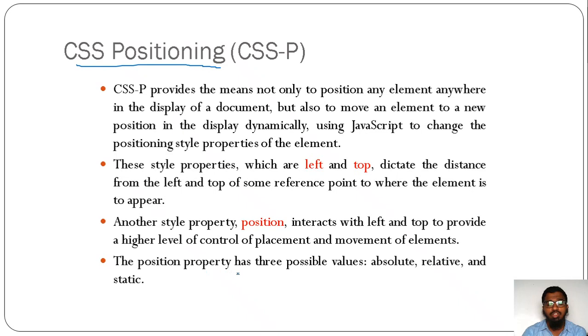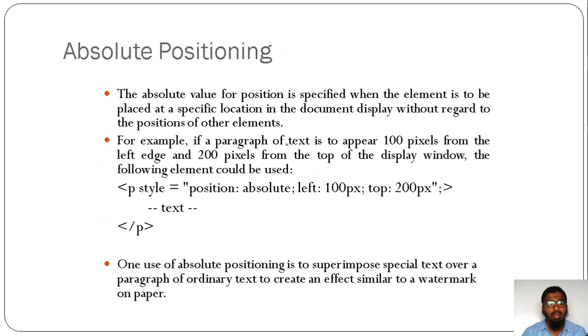The position property has three possible values. First one is absolute, second one is relative, and third one is static. So we will see absolute, relative, and static, then we will stop the class and our unit one will also finish. So absolute, what is absolute? Absolute is nothing but the absolute value of the position is specified where the element is to be placed. Absolute means in the whole website, where do you want to display your image? Where do you want to display your text or anything? For that, we will use the absolute positioning.